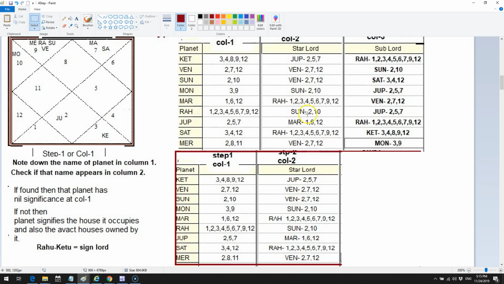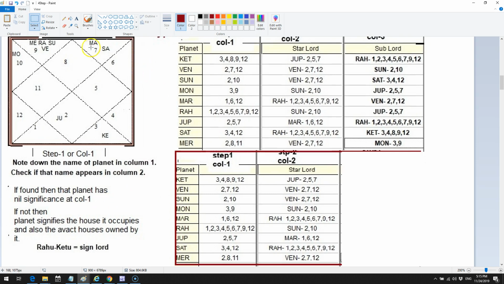Check if that name appears in column 2. If found, then that planet has nil signification at column 1. If not, then the planet signifies the house it occupies and also the vacant houses owned by it. There are some spelling mistakes somewhere, please ignore that.